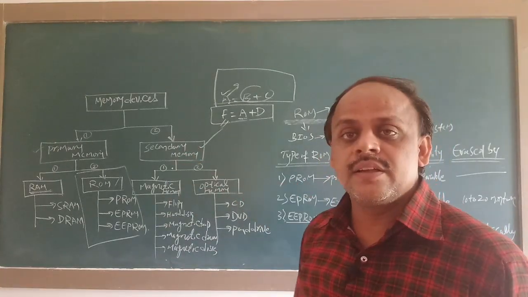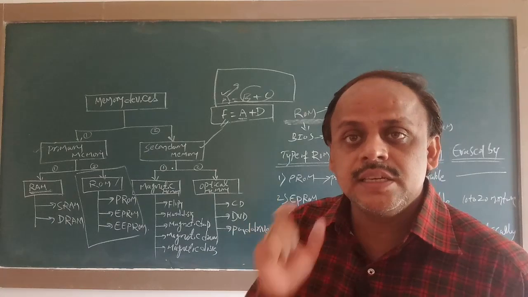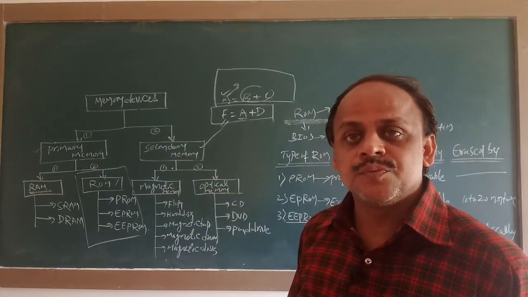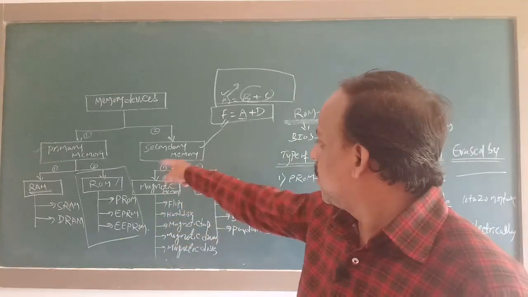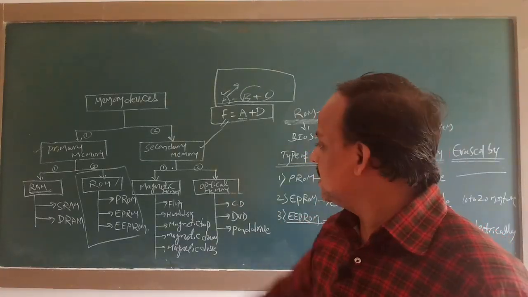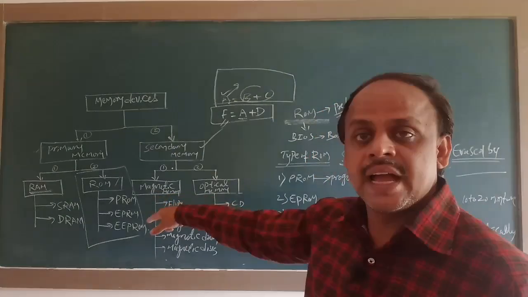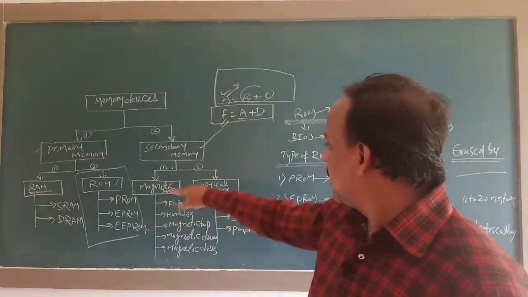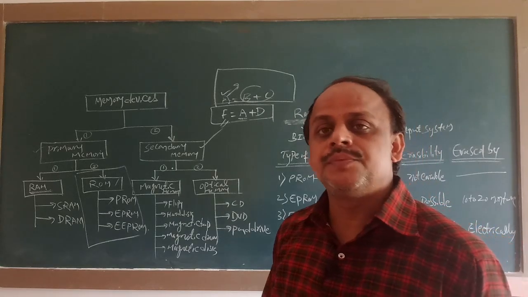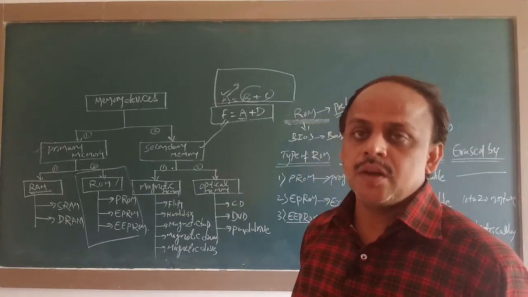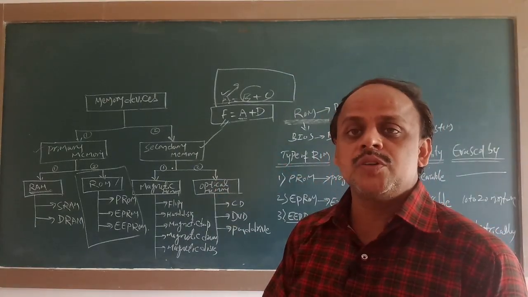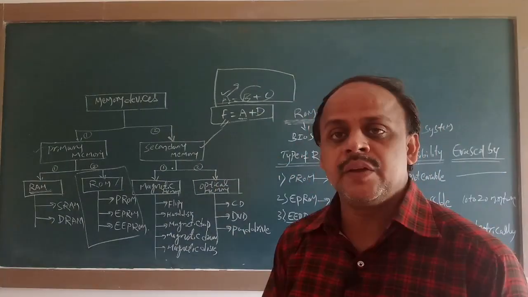So what we learnt in this class: we discussed clearly what is meant by primary memory device, why it is used, and how it is classified, RAM and ROM. Again in RAM we have SRAM, DRAM, and also in ROM we have three types: PROM, EPROM, EEPROM, right? In the next class we are going to discuss in detail about secondary memory devices.